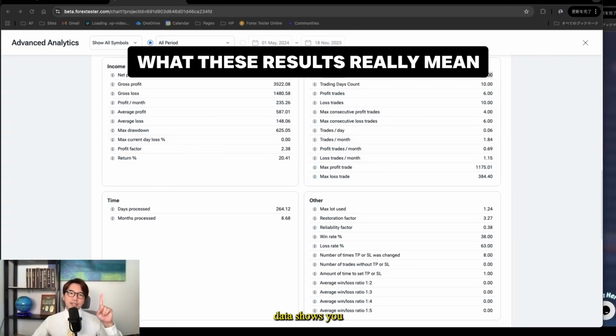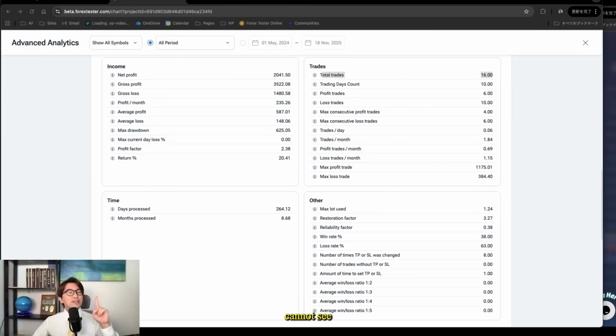Number 1, data shows you what your eyes cannot see. Even as a professional trader, I don't trust my feeling. I trust the numbers. Forex Tester Online tracks trade sequences, drawdown behavior, consecutive losses, stability, efficiency, and volatility performance. This is how you remove bias.